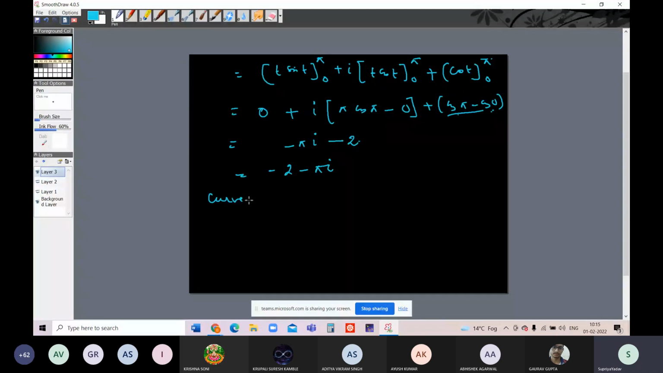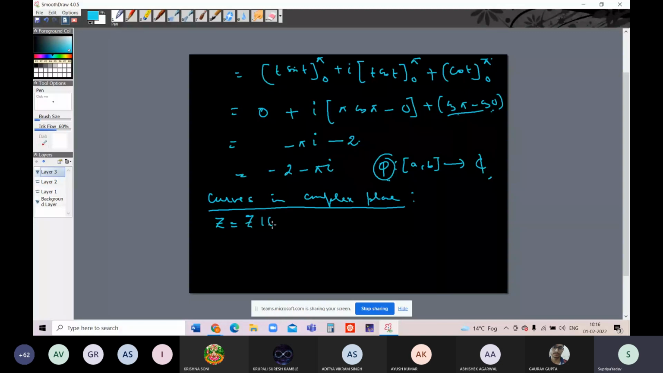Curves in complex plane. Actually, a curve in complex plane is a function from a real interval to C. If we consider a function phi from a closed interval to the complex plane, then phi is called a complex curve in this complex plane C. So phi will be called a curve in complex plane. Here we are defining this curve by gamma. In place of phi, we are writing gamma, and we are denoting it by z.